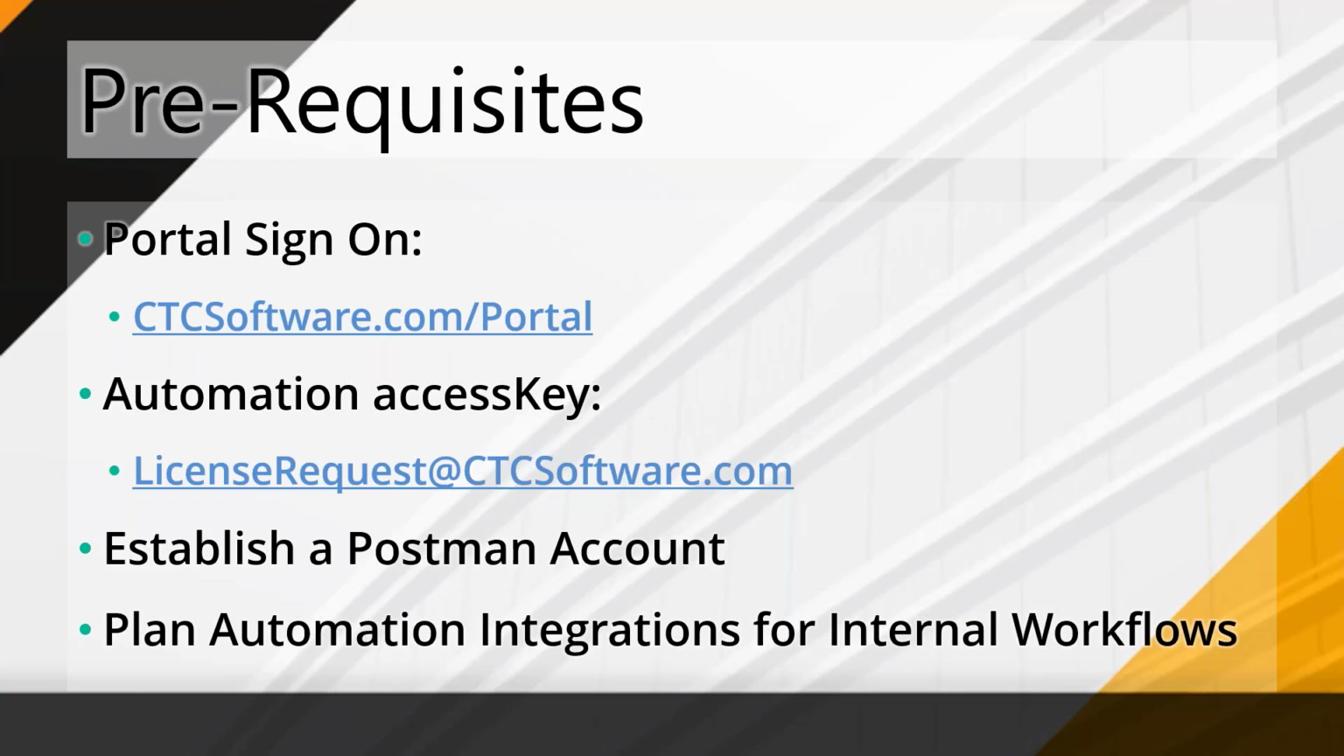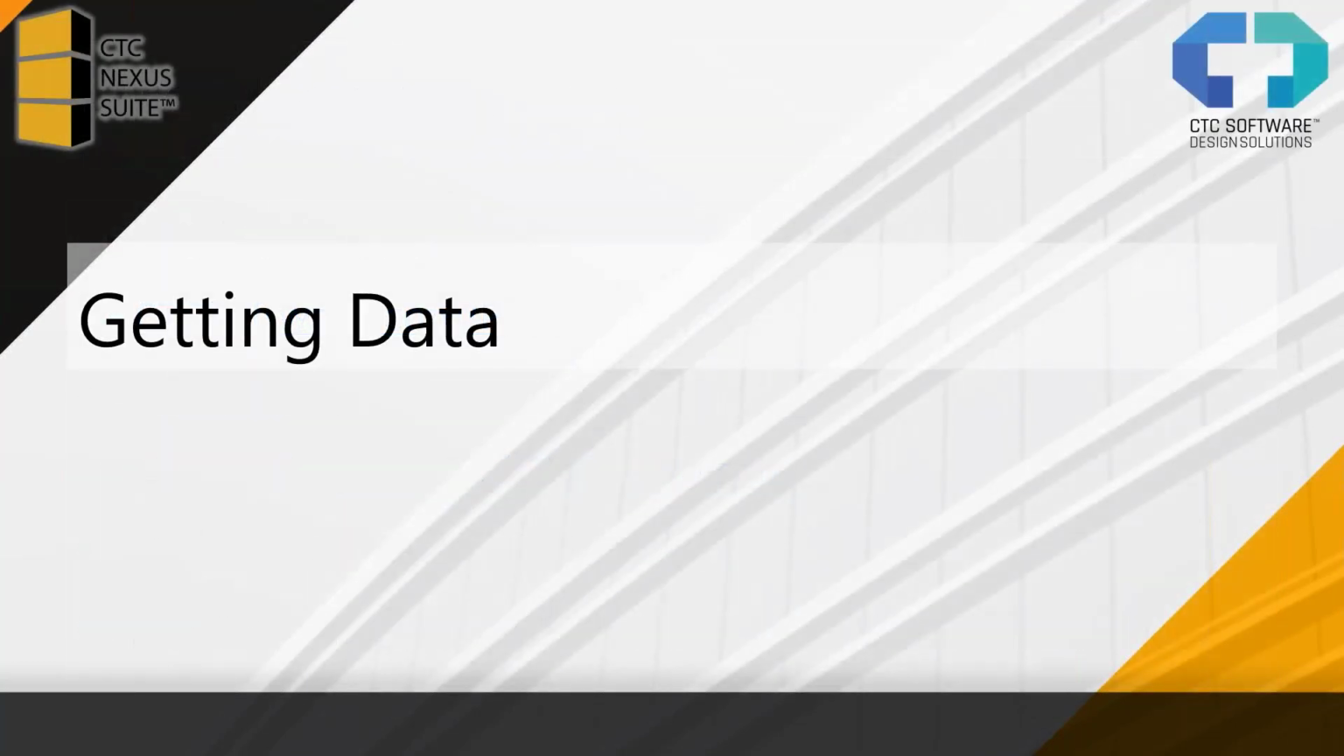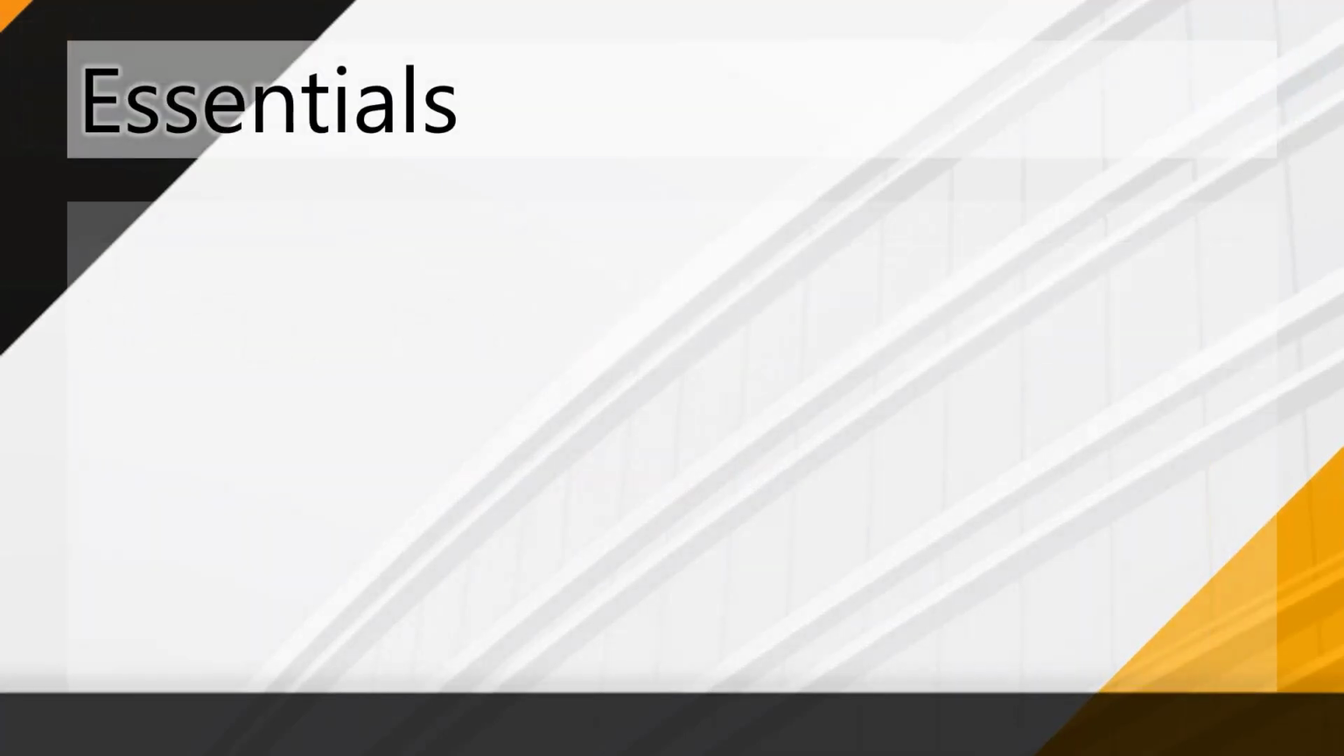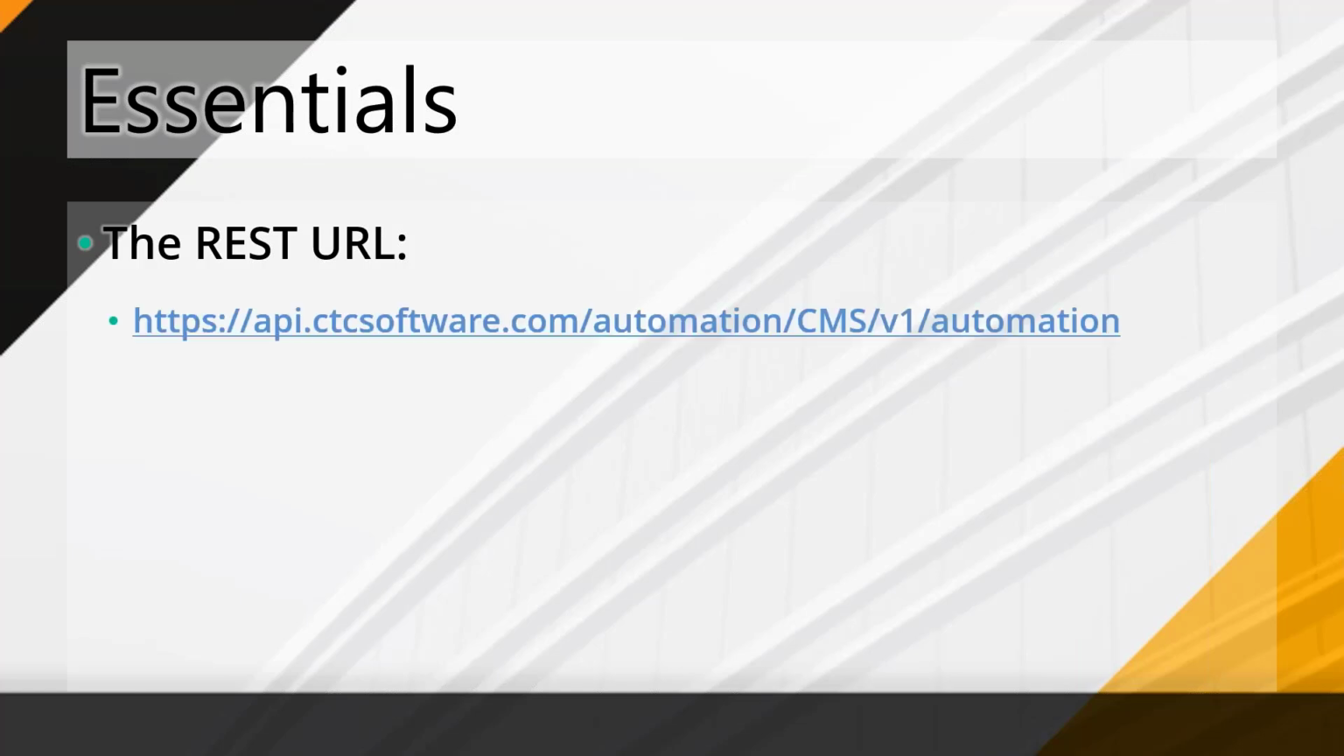Now, about that getting of data, because it does start with getting some information, let's take a look at getting some data. And there's some essentials we want to talk about here. First off, this entire system uses a REST API. The REST URL that we are using for this is api.ctcsoftware.com. We are automating some things. Specifically today, we're in the CMS scope of area, and then we're in version 1 of this whole thing, and we're doing some automation.